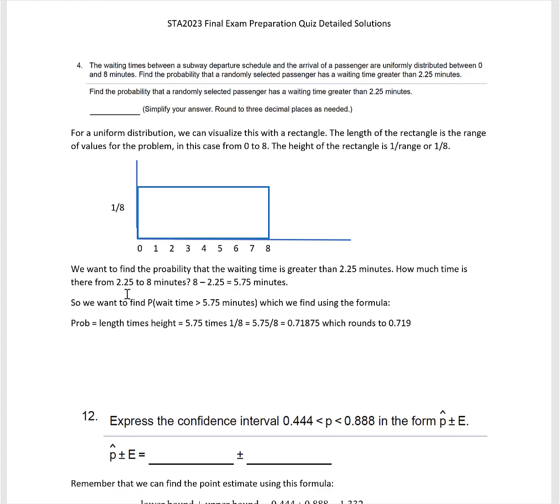So how much time is there from 2.25 minutes to 8 minutes? And we find there's 5.75 minutes. So we want to find the probability that the waiting time is greater than 2.25 minutes, which is an area with a width of 5.75 minutes. So we take 5.75 times 1/8. And if you simplify that, you get 0.719.